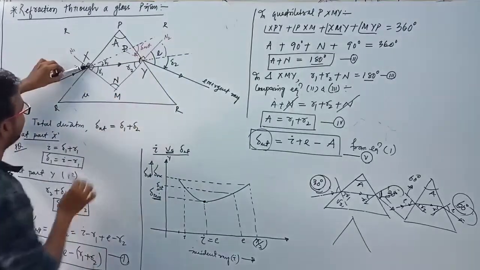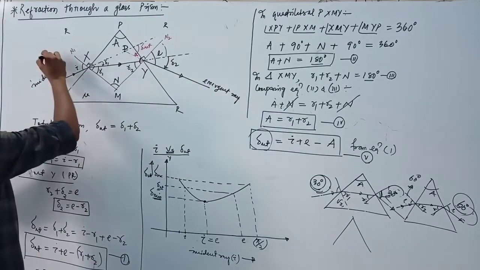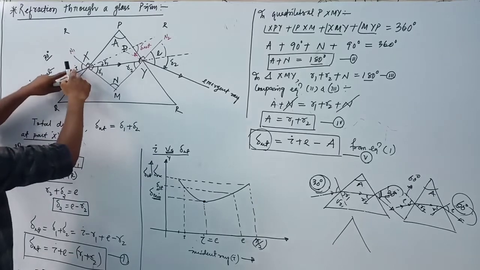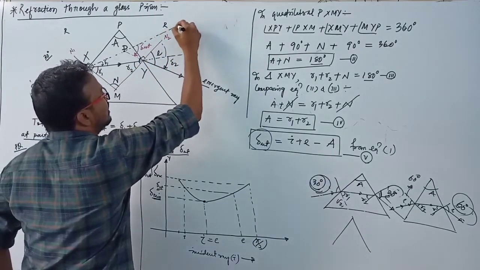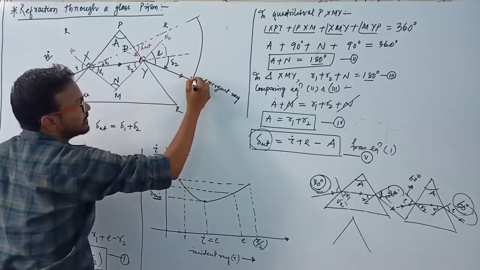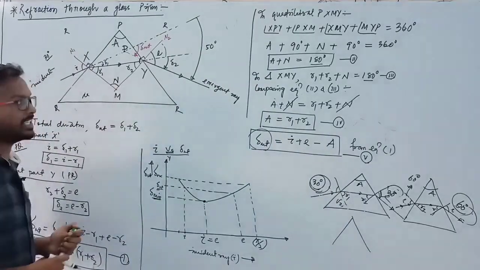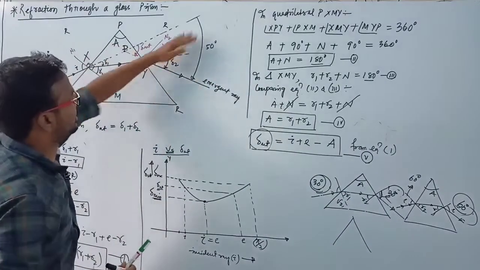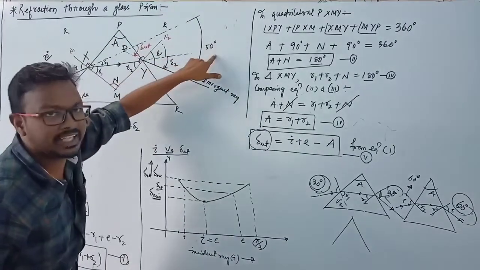Again if we increase this angle, suppose this angle is 30 degree, at that time this is the total deviation because this is the direction and this is the total deviation. Suppose this deviation is 50 degree. So this is not the emergent angle, this is the total deviation, here 50 degree.